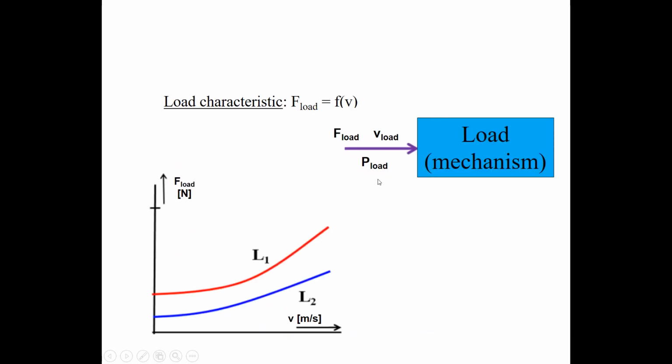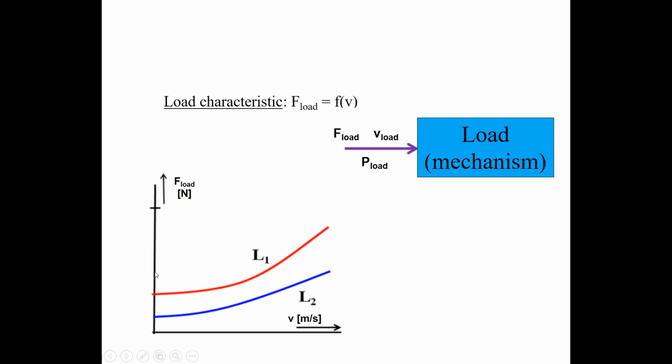Now let's look at the load. The load requires a force and a speed, and therefore consumes a mechanical power which is equal to F times V. Also for the load, we can draw a characteristic. We set on the horizontal axis the speed again, V in meters per second, and on the vertical axis the load force F in Newtons.